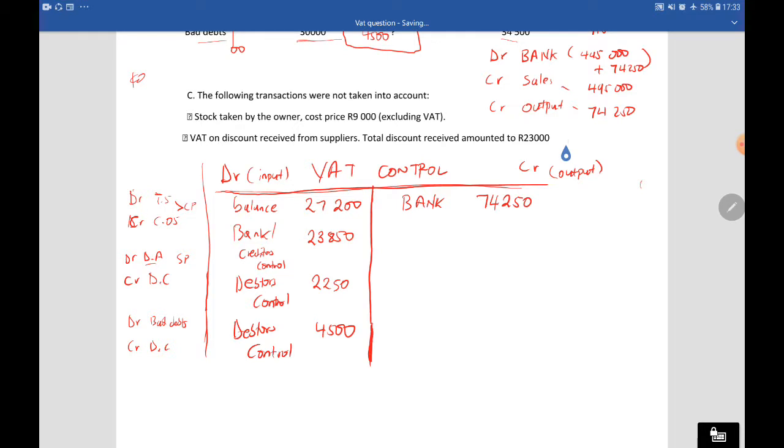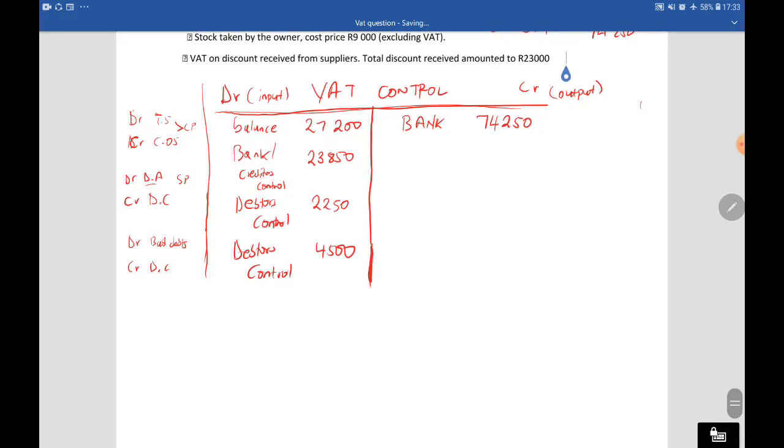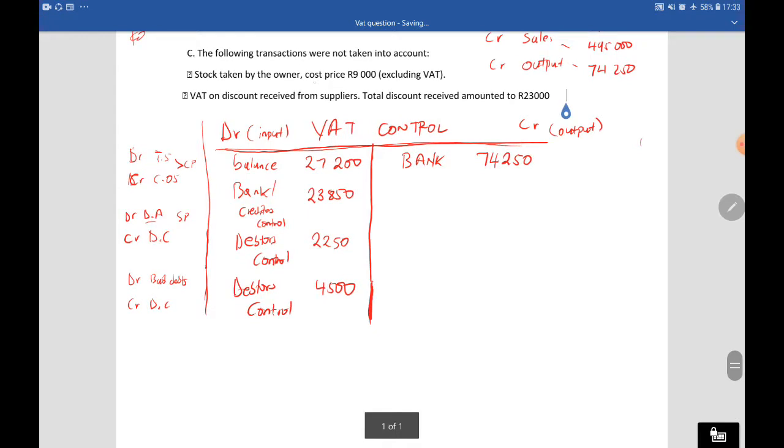See, the following transactions were not taken into account. Stock taken by the owner. So stock taken by the owner is known as drawings, right? The stock is cost price 9,000 excluding VAT. So what had we initially done before the stock is taken by the owner? The stock had come into the business. We had bought the stock, so we paid VAT input.